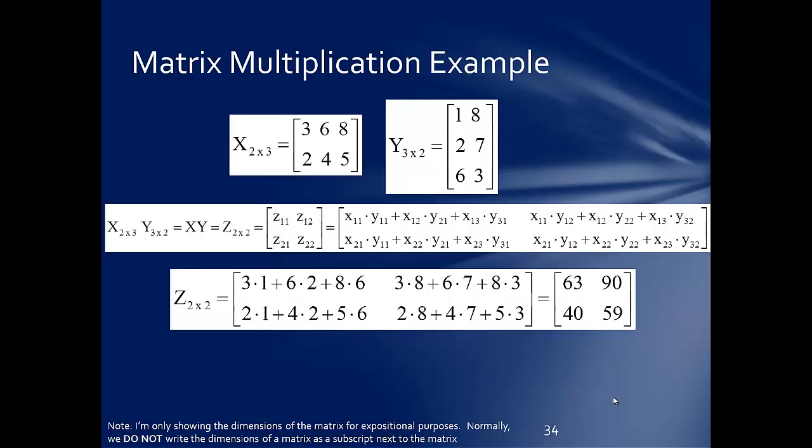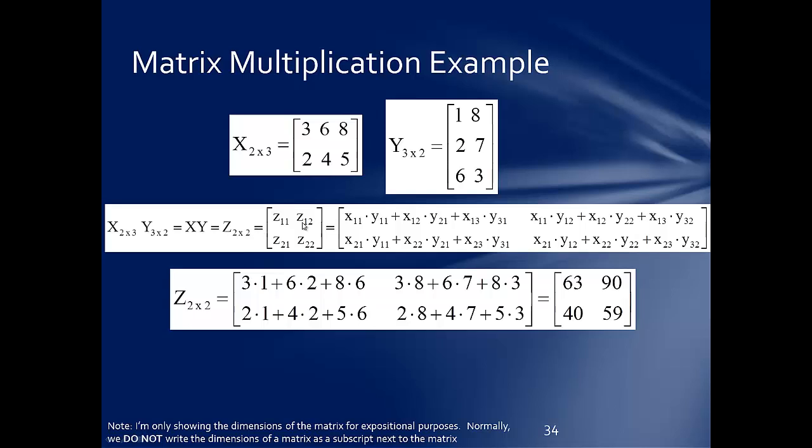Let's do a real-world example. So if we have a 2 by 3 and a 3 by 2 matrix, and here are the numbers in those matrices, we're going to multiply these two matrices to give us a Z matrix, which is going to end up being 2 by 2. And the way that we get the elements is just as I described in the previous slide. So to get the first element, Z11, we would take 3 times 1 plus 6 times 2 plus 8 times 6, which results in 63.